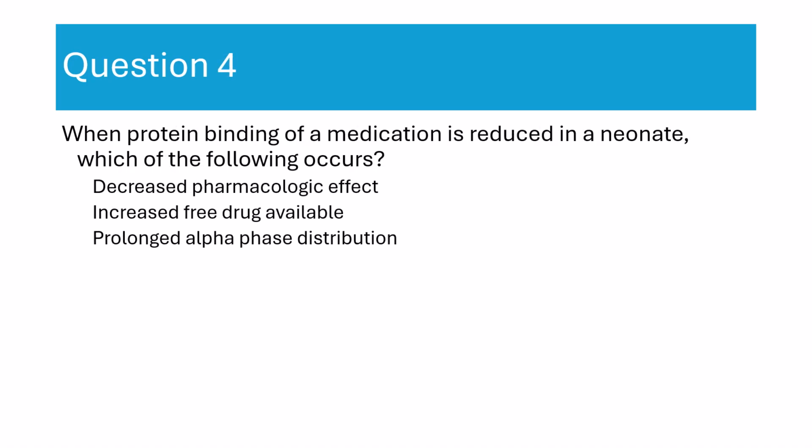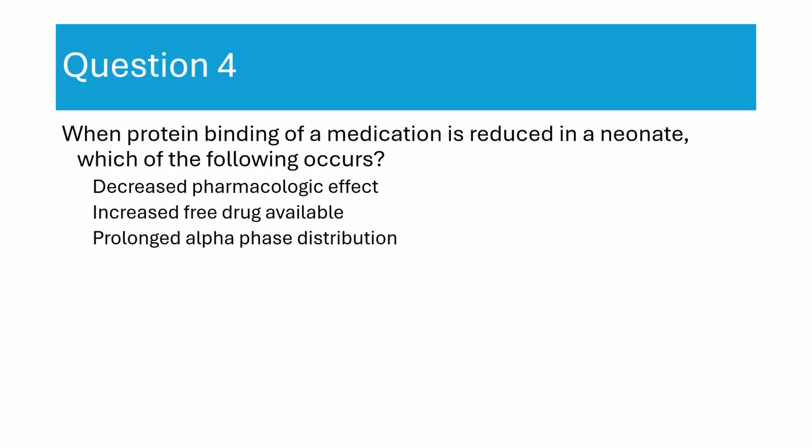When protein binding of a medication is reduced in a neonate, which of the following occurs? Decreased pharmacologic effect, increased free drug available, or prolonged alpha phase distribution. The correct choice is increased free drug available. This question is testing your understanding of drug distribution and protein binding in neonates.